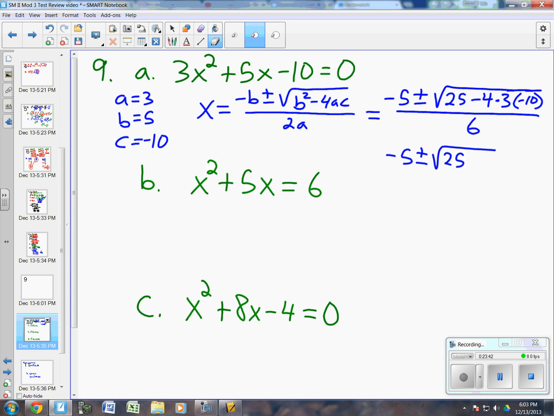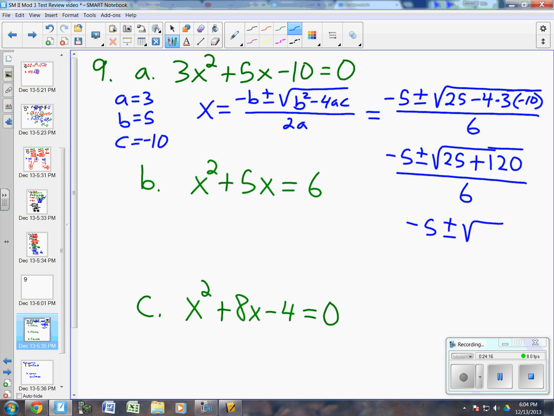Am I getting those numbers right? 25 minus 4 times a, which is 3, times c, which is negative 10. That's right. Okay, and 4 times 3 is 12. A negative 12 times a negative 10 is a positive 120. Plus 120, all divided by 6. So 25 plus 120 is 145. So I have negative 5 plus or minus the square root of 145 all over 6.